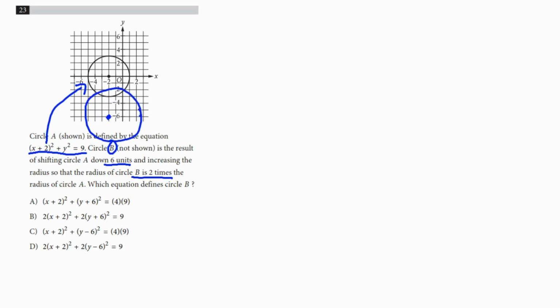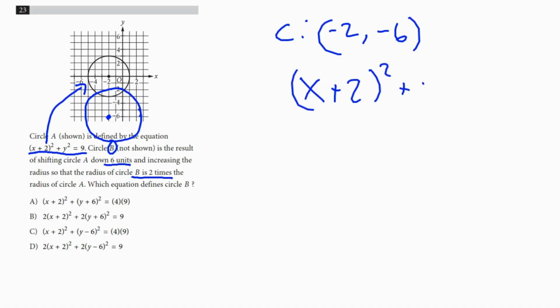And then now we need to know the new equation. So we know the center is going to be, it's still negative 2 for x, and then it's going to be negative 6 for y. So then if we write that out, we know that it needs to have an x plus 2 squared plus y plus 6 squared. And then anything that doesn't have that, we can just immediately eliminate. So we can eliminate C, and then we can eliminate D. So it's between A and B.